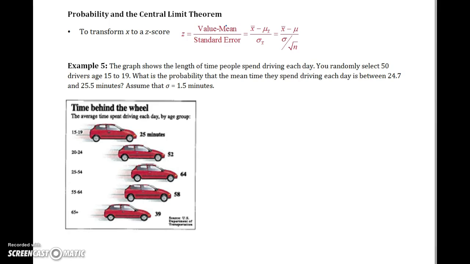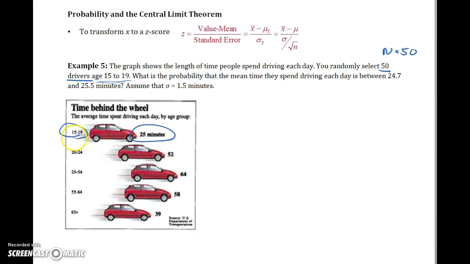The graph shows the length of time people spend driving each day. You randomly select 50 drivers, so that seems important. I'm doing 50 drivers. That tells me that my n is 50, which is greater than 30, so it's okay even if this is not normally distributed. And those 50 drivers were between the ages of 15 to 19. Do I care about that? I kind of do, only because that's telling me that that's where I want to look for this chart.